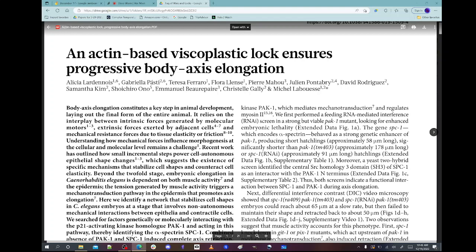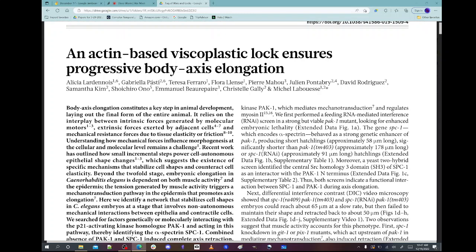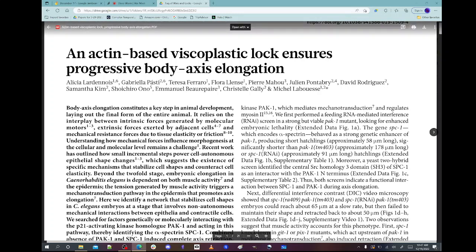Beyond the twofold stage of an embryo, embryonic elongation in C. elegans, and so we're using the C. elegans model, is dependent on both muscle activity and the epidermis. The tension generated by muscle activity triggers a mechanotransduction pathway in the epidermis that promotes axis elongation.